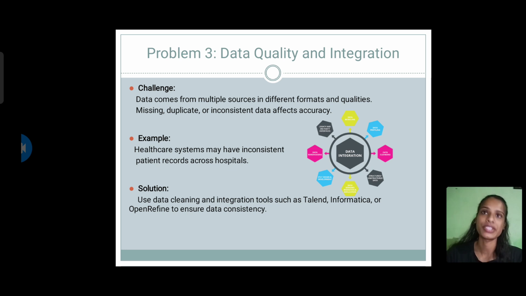Data quality and integration. The third challenge is data quality and integration. Data is collected from multiple sources in different formats, which may lead to missing, duplicate, or inconsistent information. For example, in the healthcare sector, a hospital may have inconsistent or mismatched patient records, which can affect decision making. To handle this, companies use tools like Talend, Informatica, and OpenRefine to clean, integrate, and maintain high quality of data.